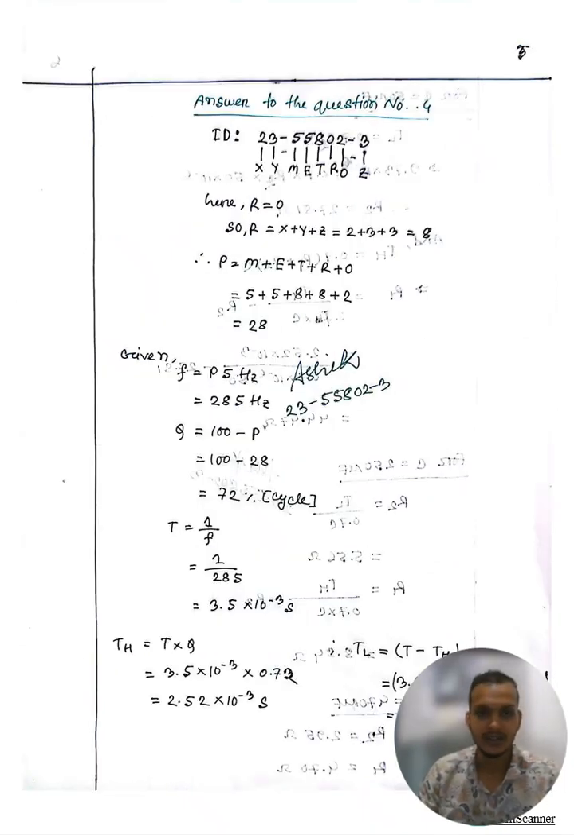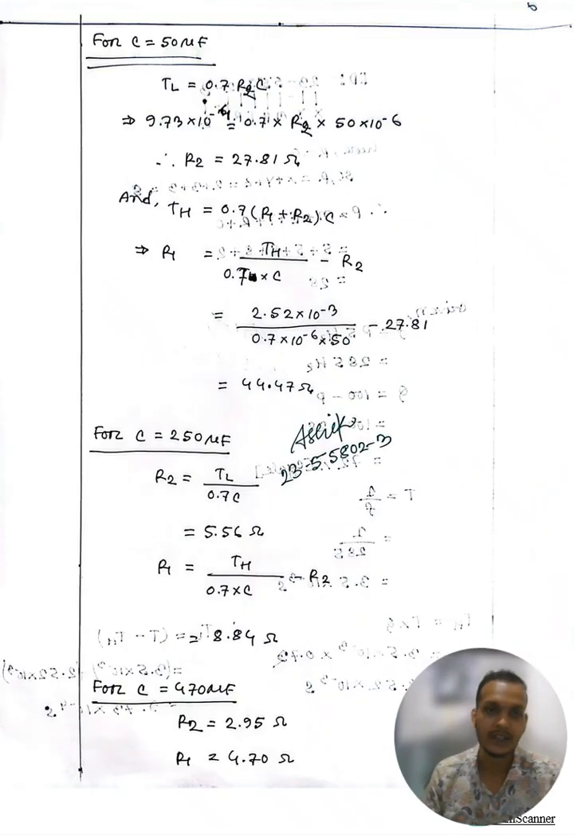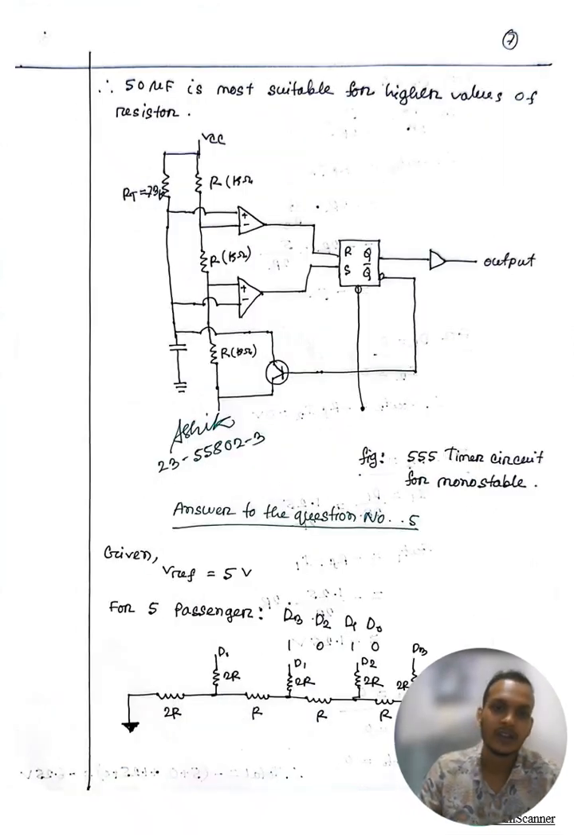To achieve a longer delay, we need a higher resistor and lower capacitor. This is the main theme to solve that question. For that, we will calculate R1 and R2 resistors to get our desired high resistance. Through this calculation, I choose a 15 microfarad capacitor for higher values of resistor. This is our suitable 555 circuit for monostable.